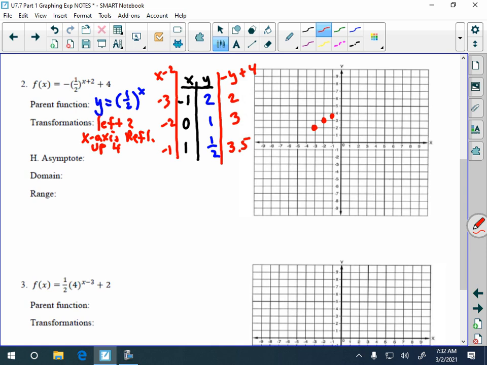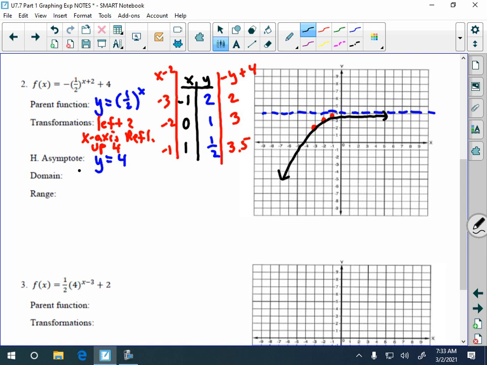All right, our horizontal asymptote, so our horizontal line that the graph's going to get close to is the k value, so it's going to be y equals 4. So let's go ahead and put that in there, y equals 4. All right, so our graph can't touch that. So then when we connect our points, it's going to run to the right, but it's pointing down now because of the x-axis reflection.